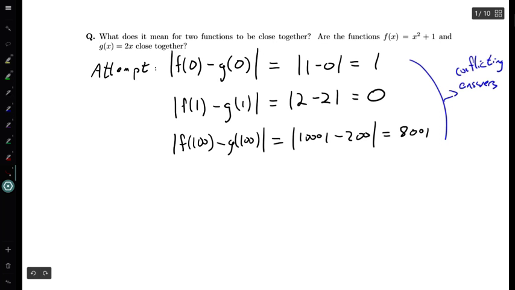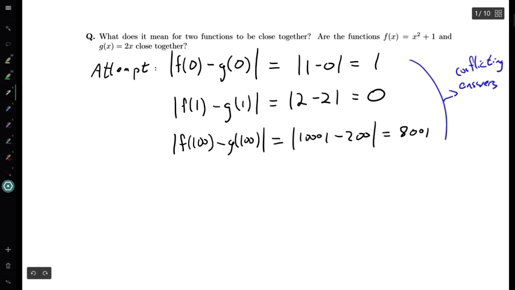Because if we look at these two functions at the x value of 1 here, we get that they are very close together. They're as close together as it's possible to get. But if I look at these functions at the x value 100, I find that they're really far apart. They're 8,000 units apart. So plugging in numbers on their own isn't going to be enough to tell us how close together these functions are, because just plugging in numbers gives us some kind of conflict. It gives us some kind of contradiction.